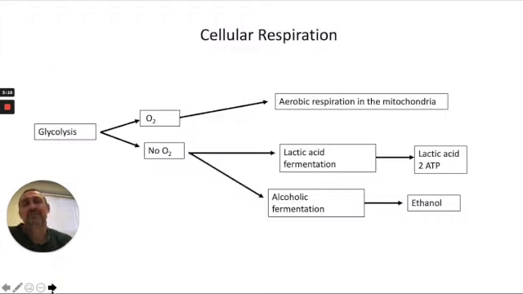Cellular respiration can be divided into two major categories, anaerobic or aerobic. Aerobic respiration occurs in the mitochondria and it requires oxygen. If there is no oxygen present in the animal cell, then the chemical pathway will be lactic acid fermentation. In lactic acid fermentation, lactic acid is the byproduct and it will result in 2 ATP. So it's a significant drop from the 34 to 36 total ATP from aerobic respiration.